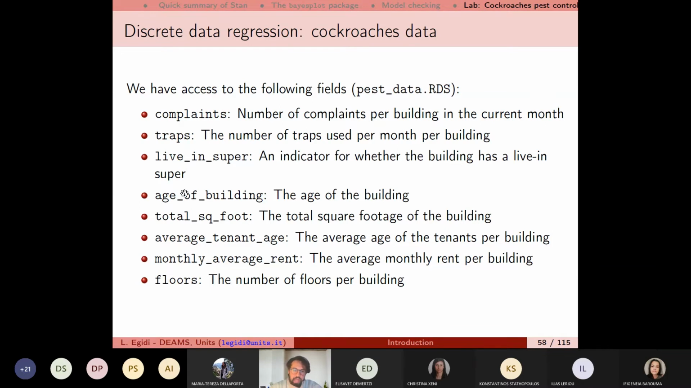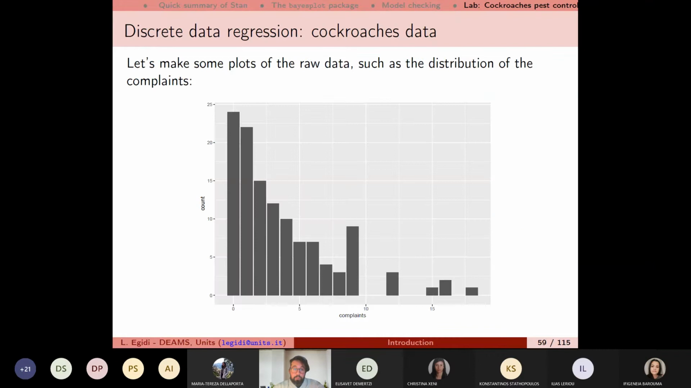Then we have the age of the buildings, total square foot, so the total square footage of the building, the average tenant age, the monthly average rent for the building, and the floors, which is the number of floors per building. So you should understand now that we have many covariates at the level of the buildings, and this will be relevant for our model development.